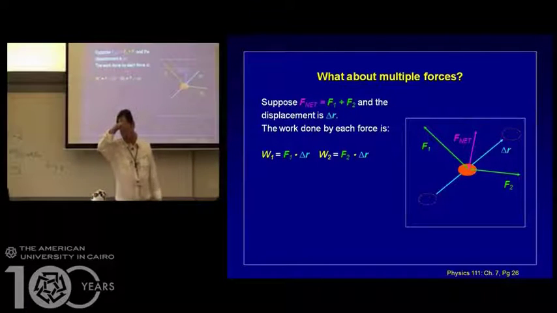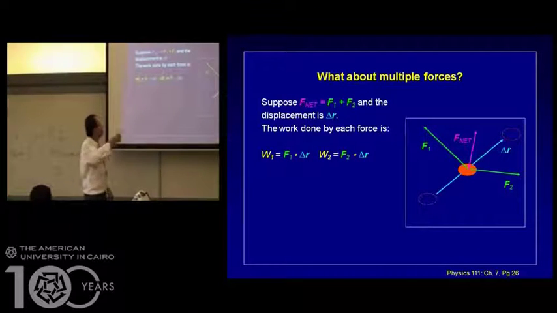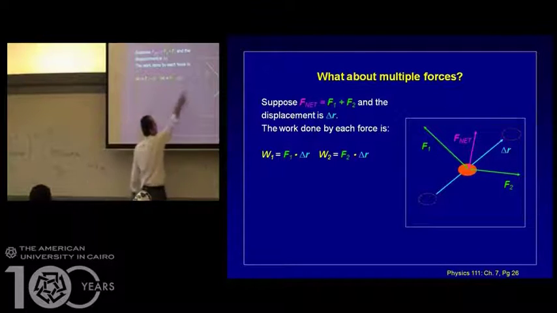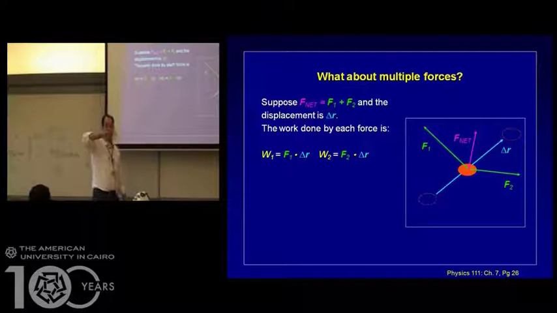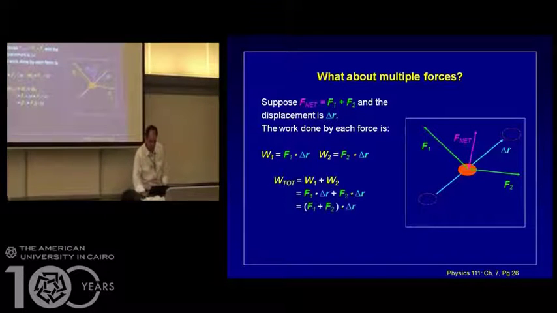It's exactly as if you take delta R as a common factor between them, and you end up having F1 plus F2 plus F3 plus F4. You add them as vectors and you get the net force.